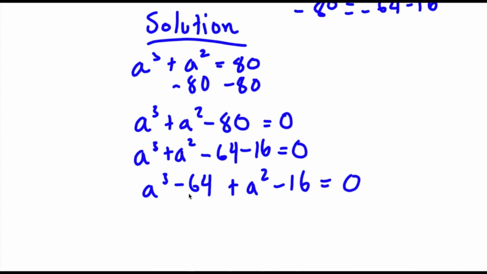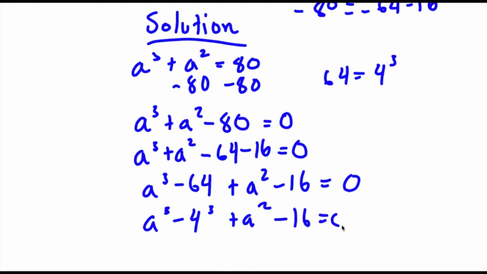Now, 64 is the same thing as 4 to the power of 3. And I'm changing it to 4 to the power of 3 because, as you can see, we have a to the power of 3, so it's better to change this into something cubed. So now I have a to the power of 3 minus 4 to the power of 3 plus a squared minus 16 is equal to 0.